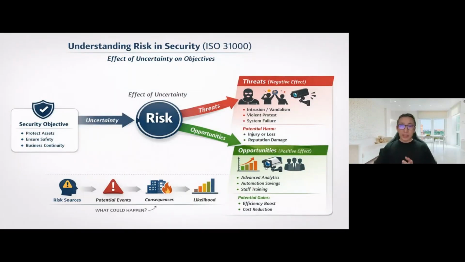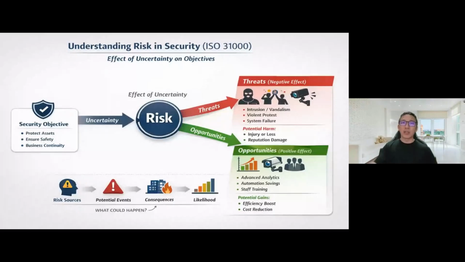Now let's look at the security context. I will deep dive more into the security context, understanding risk in security based on ISO 31000. Earlier on, I gave you the definition of risk using ISO 31000. You can actually purchase a copy of the ISO 31000 guideline. It's called a standard guideline, but you don't need to strictly follow it. It is a guideline. So let's look at it.